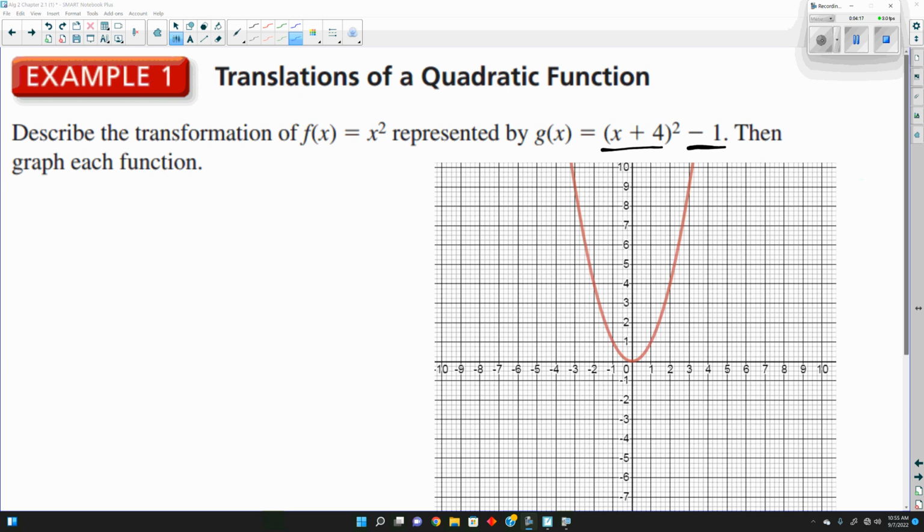So, Logan, what were you going to say? Oh, you said in the parentheses. Yeah, I think to the left. Yeah, to the left. Does the sign matter? Because it's plus, it looks like it should go to the right, but it's the opposite of what we think, so it's going to the left. How far? 4. And what else? Minus 1. Down 1? Down 1, yes. The minus 1 would be down 1.